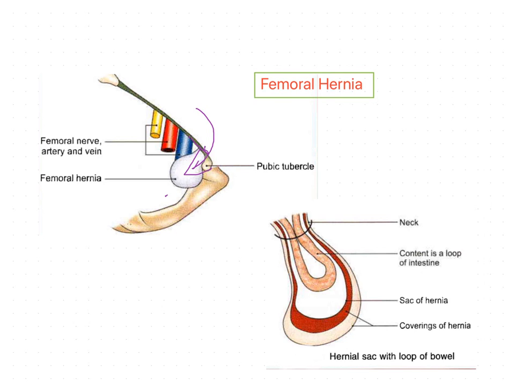The hernia comprises a neck and a sac. This is the neck and the sac. The coverings are the various layers we have seen in the abdomen, the same layers on the sac. Mostly the content of the hernial sac is a loop of bowel, that means intestine. So a loop of intestine may be herniated through this femoral canal. This is all about the femoral canal.